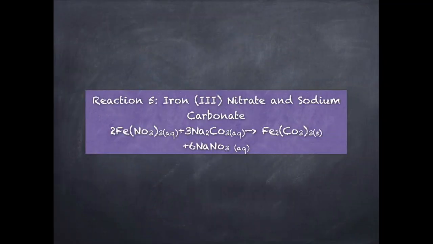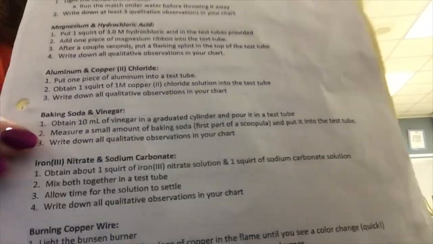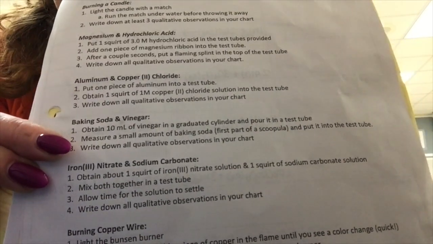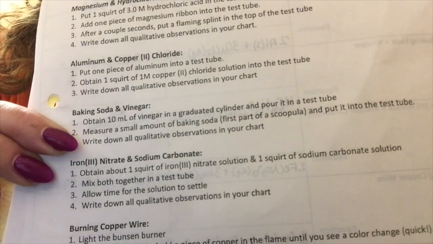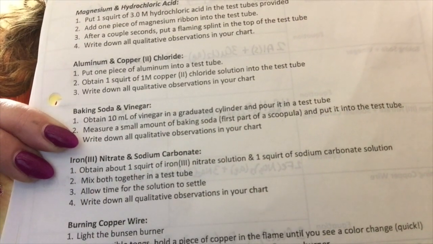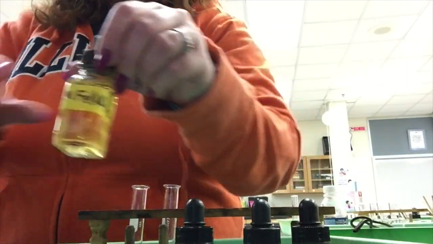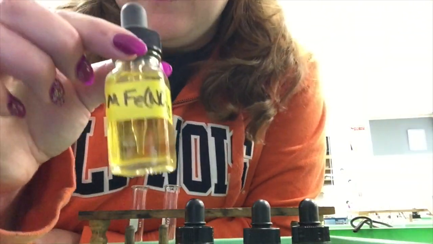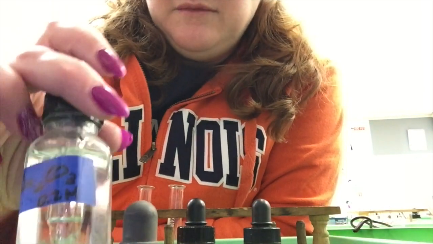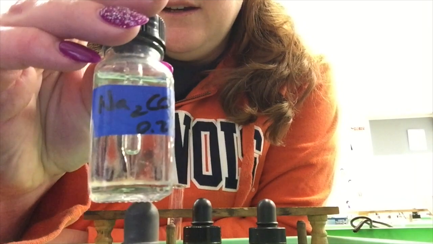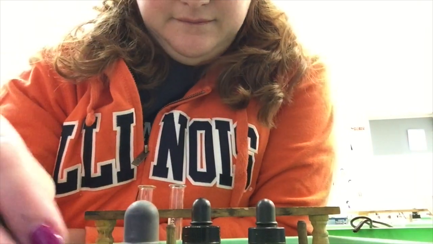Alright, next we've got iron 3 nitrate and sodium carbonate. We're going to put 1 squirt of iron 3 nitrate and 1 squirt of sodium carbonate. We're going to mix together in a test tube and allow it to settle and write down all of our qualitative observations. So first of all, this is iron 3 nitrate. Observe the color. This is sodium carbonate. Again, observe the color.